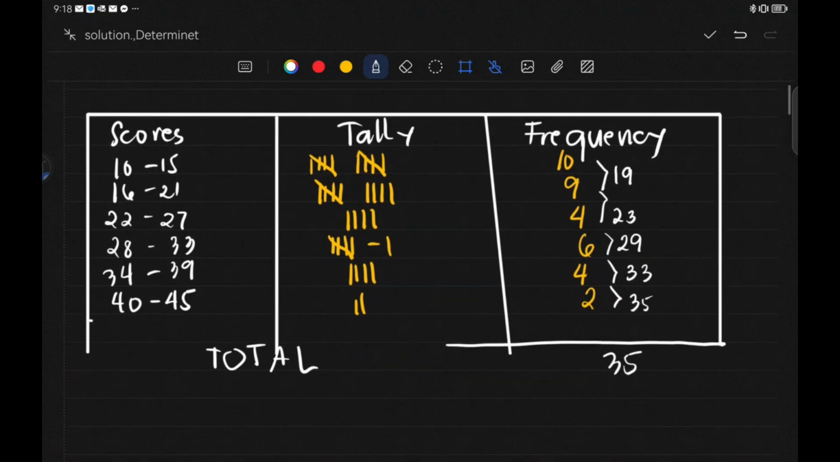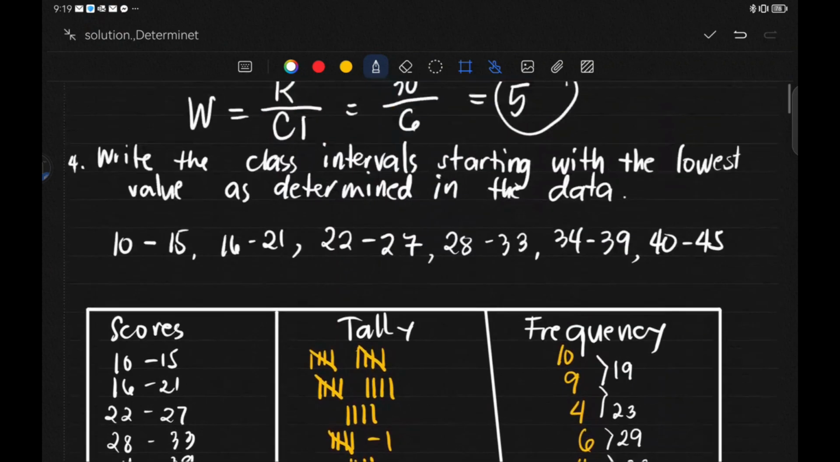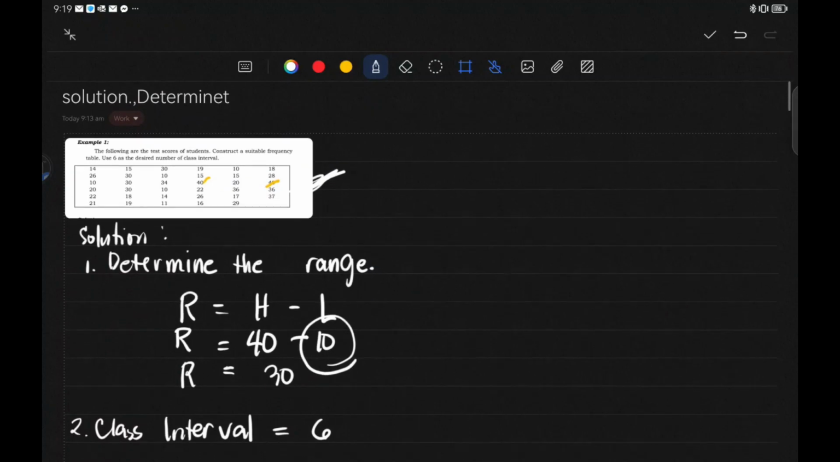So we can say that this is the table for the test scores of the students using the grouped data, if we are going to group the data of the test scores.